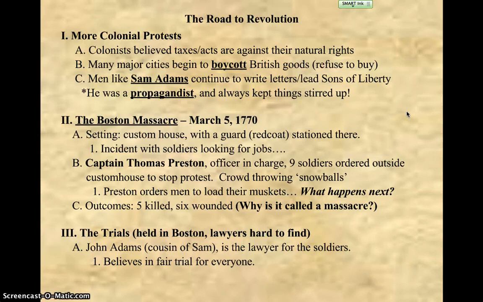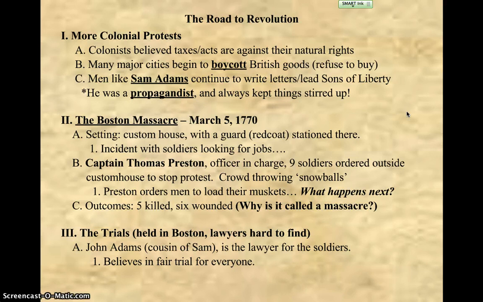He's known as a propagandist, and this is somebody that always tries to keep things stirred up. So he's trying to find ways to get the king really mad at him. He almost finds entertainment in the king hating him so much. So he puts out different writings, different things for newspapers or pictures to make people think certain ways.